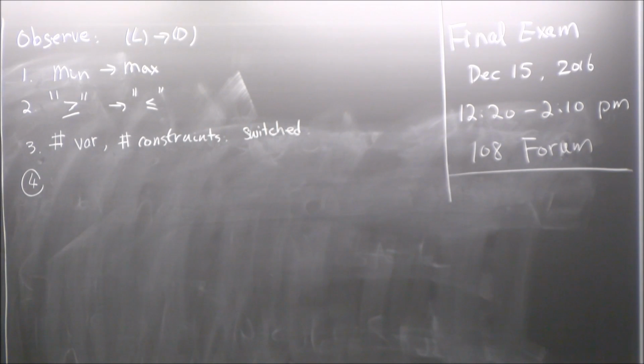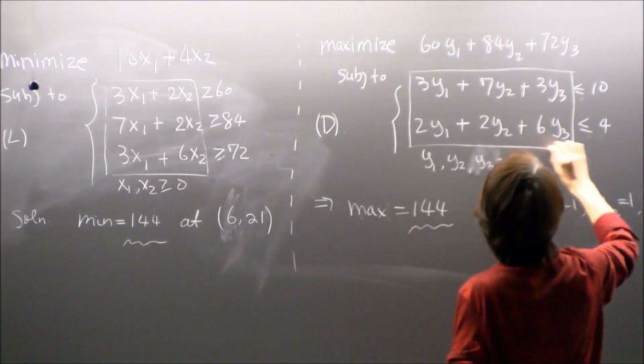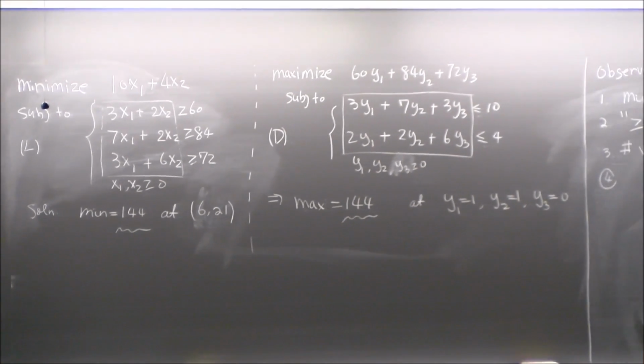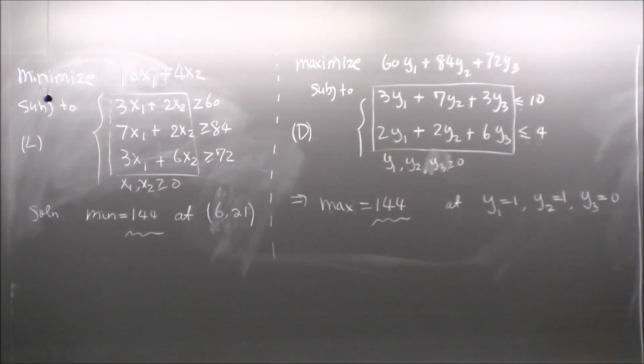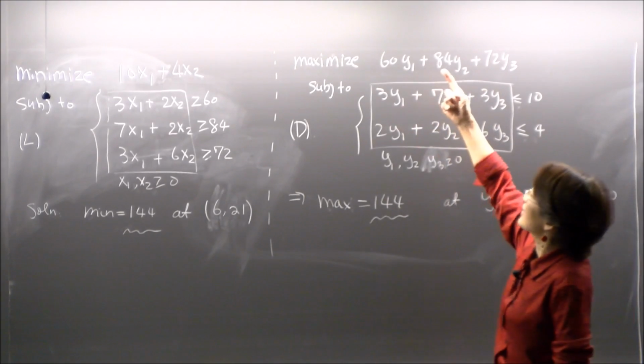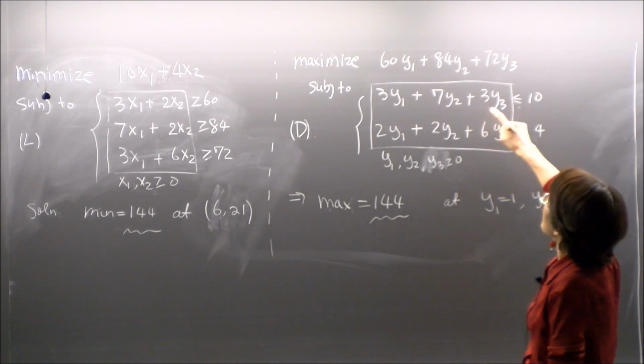Let's look at the central part of the constraint, this block here. And let's look at this block, the left-hand side of the constraint. In particular, the coefficients. So, say, where do I get these numbers 3, 7, 3?